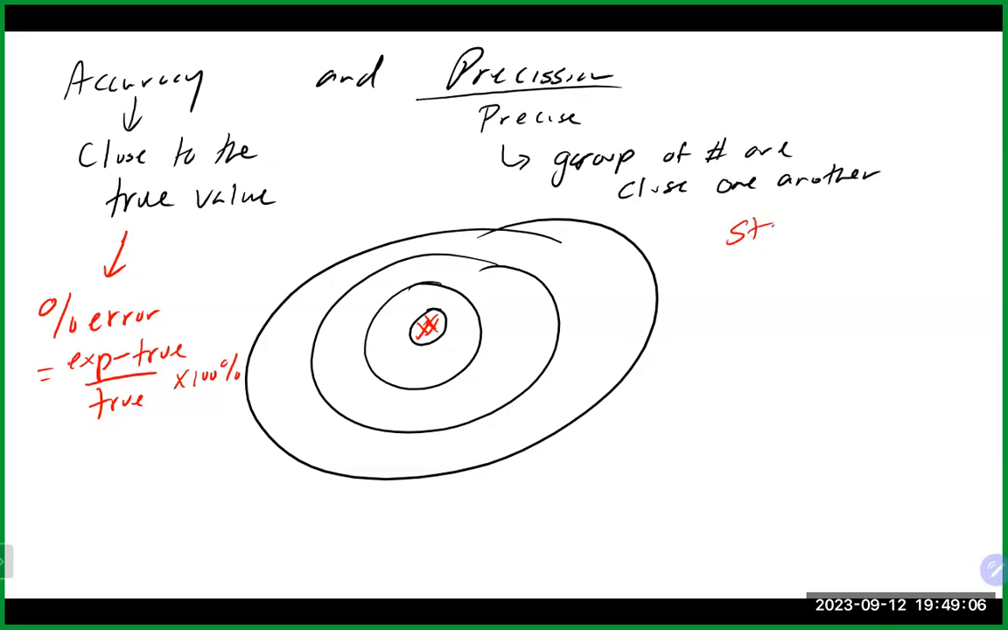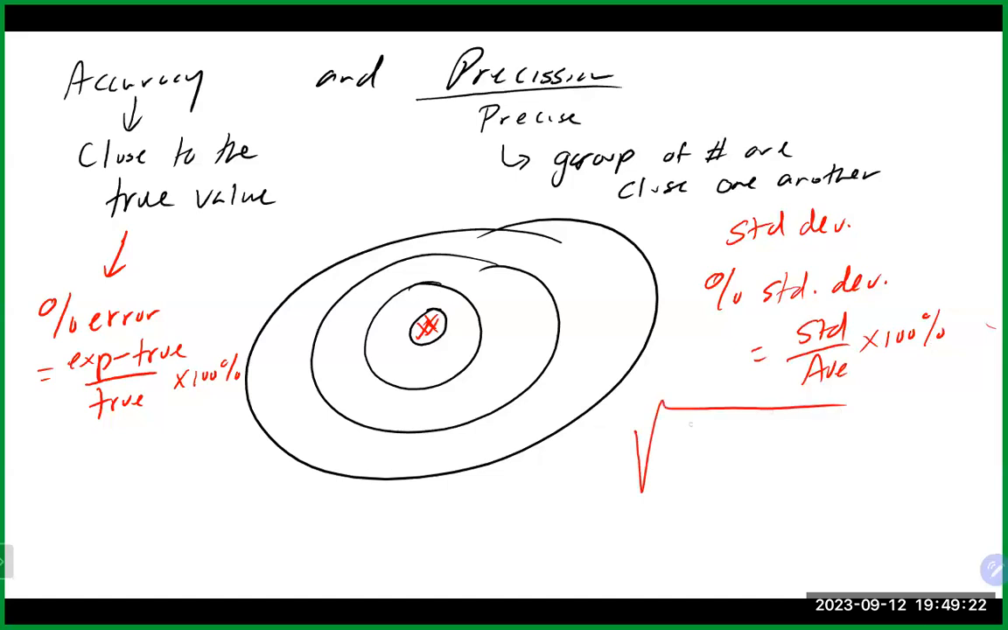For precision, we could look at standard deviation, or percent standard deviation, which is your standard deviation divided by your average times 100%. We'll give you that. Standard deviation is the square root of the sum of each individual value minus the average, squared, divided by n minus 1. Not that we calculate standard deviation very much in here at all, but that's how you calculate it. A lot of times we look at standard deviation, how much the numbers vary from each other. You could also look at percent deviation by using just the average.